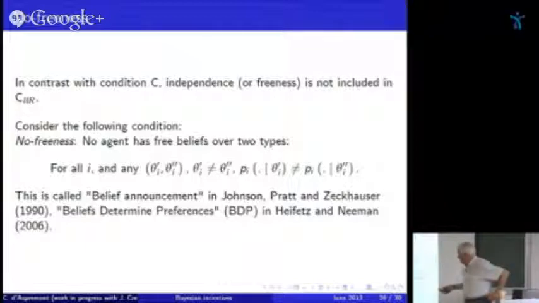What is important is that, in contrast with the original condition C, here independence or freeness is not included. In fact, we have a condition which we can call no freeness, meaning that no agent has free beliefs over two types. So for all i and different types of agent i, the probability distributions should be different. This condition is quite well known. It is called belief revelation in Johnson, Pratt, and Zeckhauser, and it's called belief determined preferences in Aviad's paper.